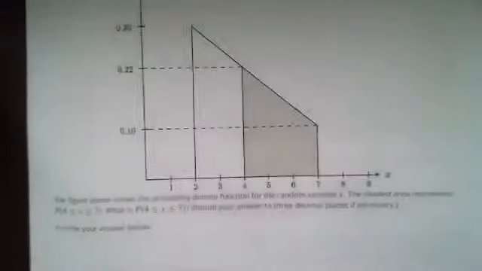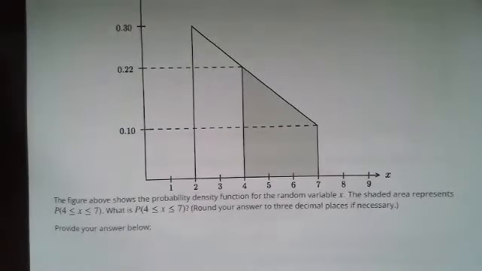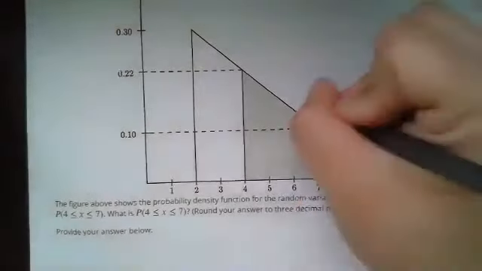Okay, so for 25, I have here, let's see, make sure that okay. All right. So for this one, it's understanding, do you understand that the probability is equal to the area underneath the curve of the probability density function? Okay, so the figure above shows the probability density function for the random variable x. Okay, so the shaded area represents the probability that x is between 4 and 7. So what is it? All we need to do is find the area of this. So we need to find the area of this and the area of this.